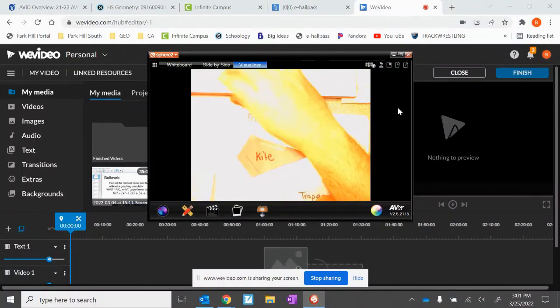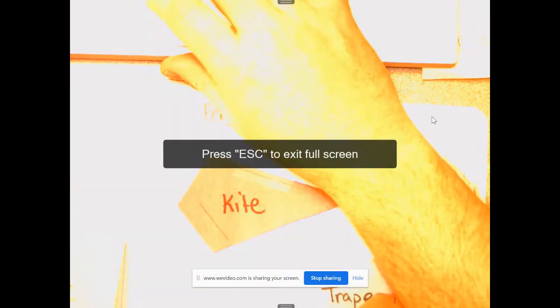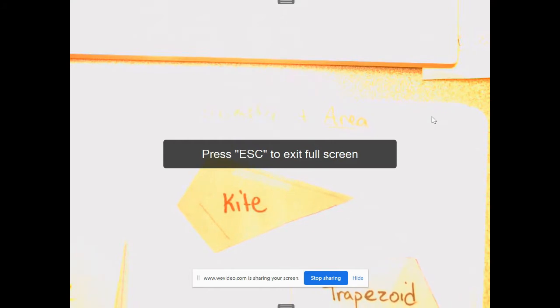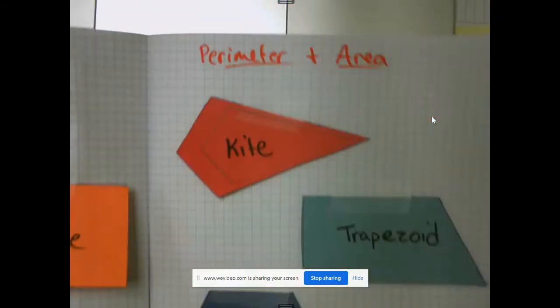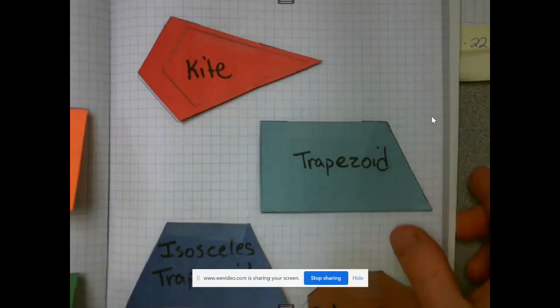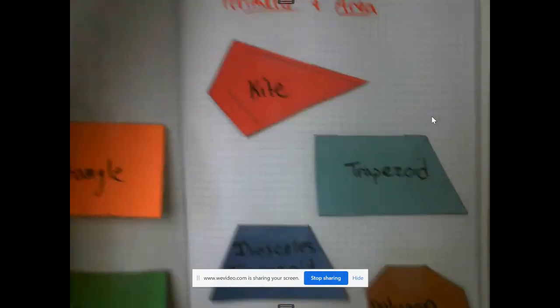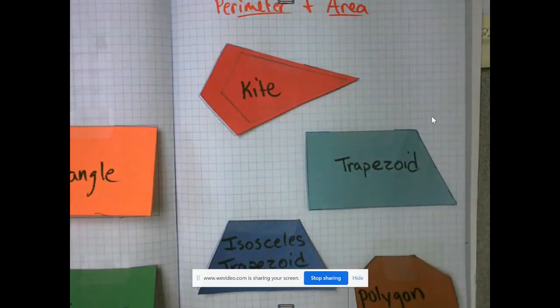We're going to finish up the notes from Friday. We went over parallelogram, rectangle, rhombus, square, and our polygon. And today we're going to look at the three that we have left over, and then you'll have a worksheet on all types of quadrilaterals.